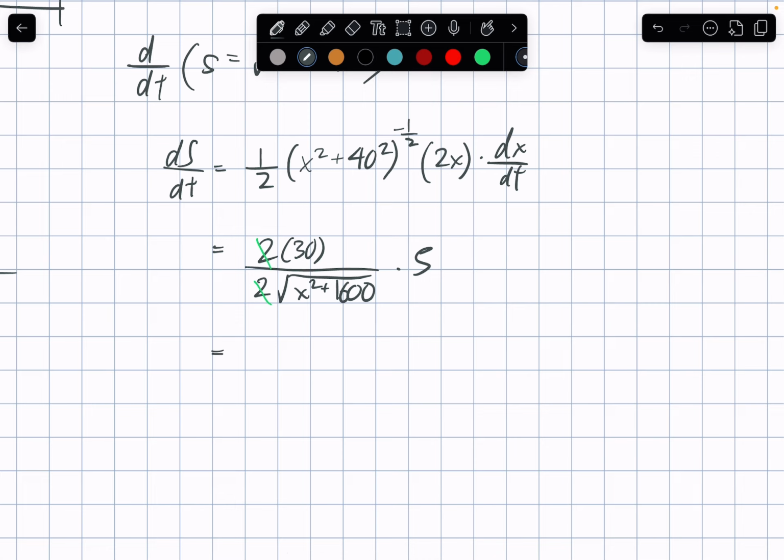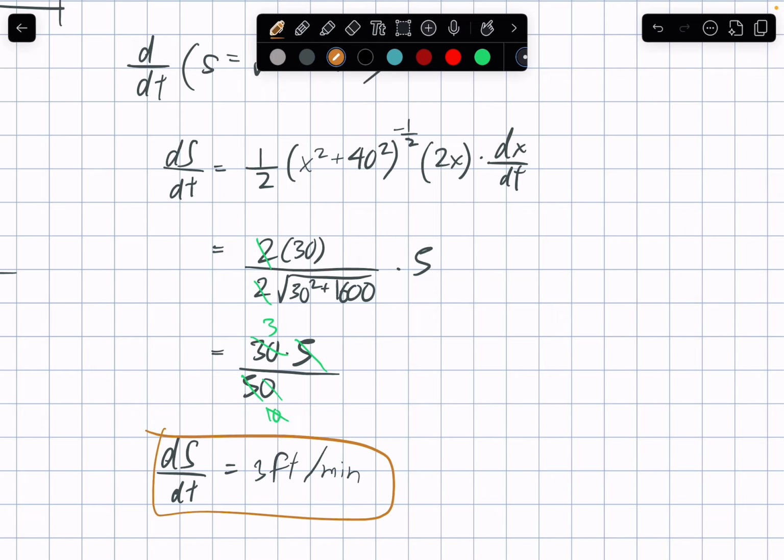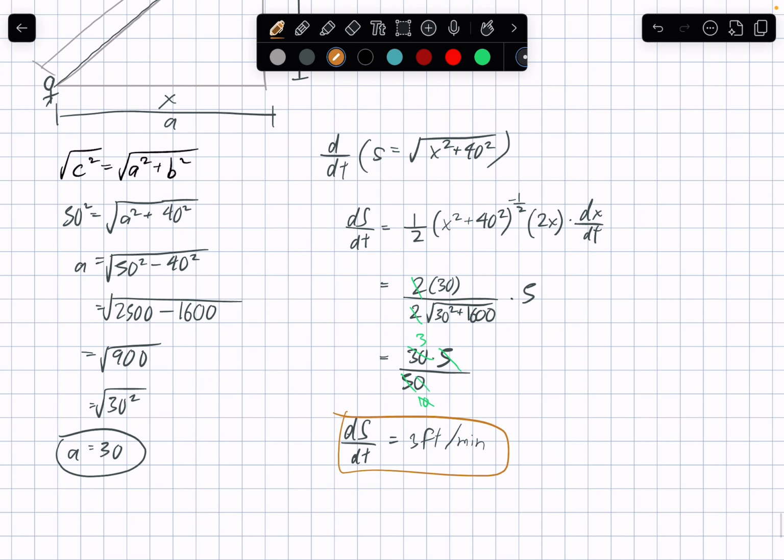30 times 5. Wait, x is also 30. So 30 squared is 900 plus 1600, that's 2500, square root 50. Yeah, 50. 30 times 5, just leave it as is. We can cancel something. So ds over dt is equal to 3 feet per minute. So that is how fast the kite is being pulled away from the boy. That's what represents this value.